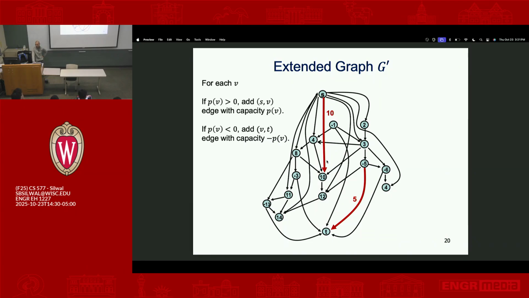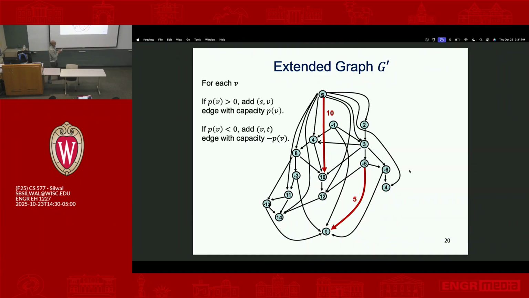And the capacity of that edge will be that positive dollar amount. So for instance, S is not connecting to this -1 thing because it has a minus dollar amount. I only connected the positive dollar amounts. And likewise, I connect all the minus dollar amounts to T, where the value will be 5, which is just the minus of the value.